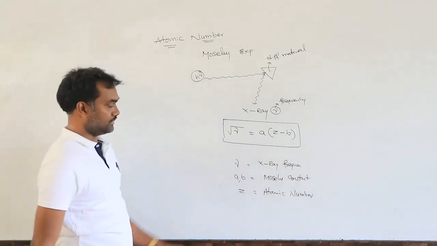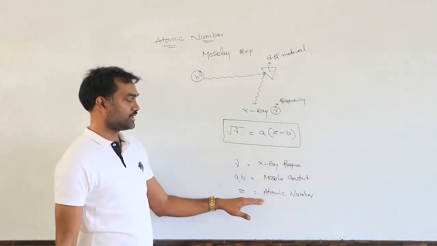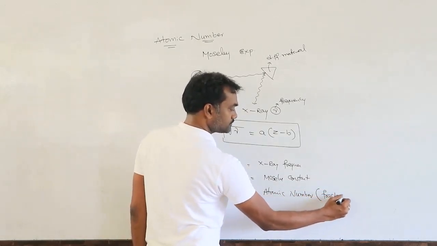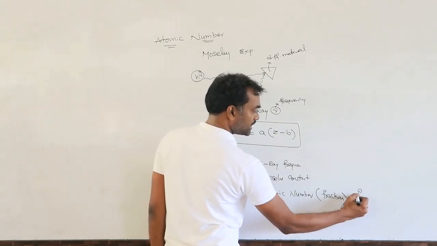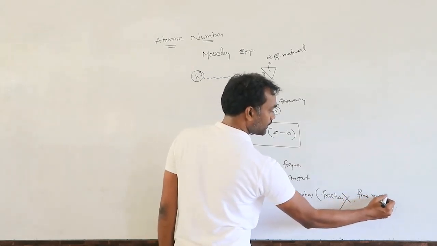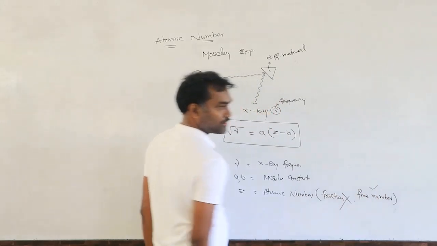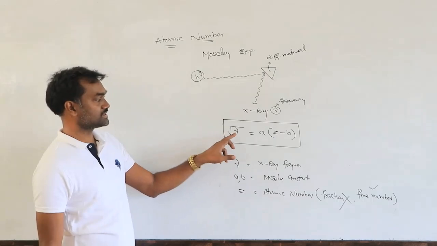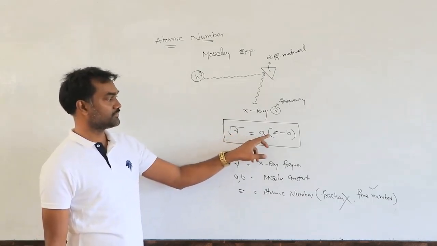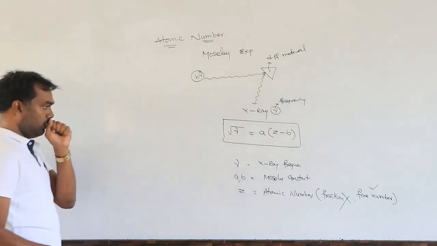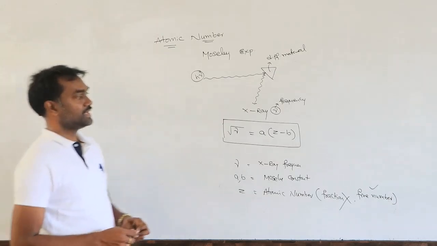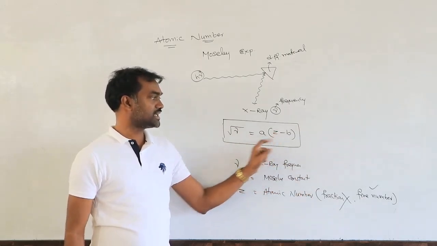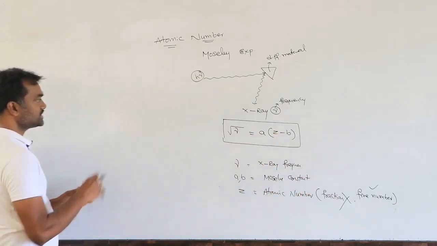Here Z is not a fraction, it is a whole number. This is the great success of Moseley, because masses are not in a regular manner and so many fractions will be there. But Z is a whole number.